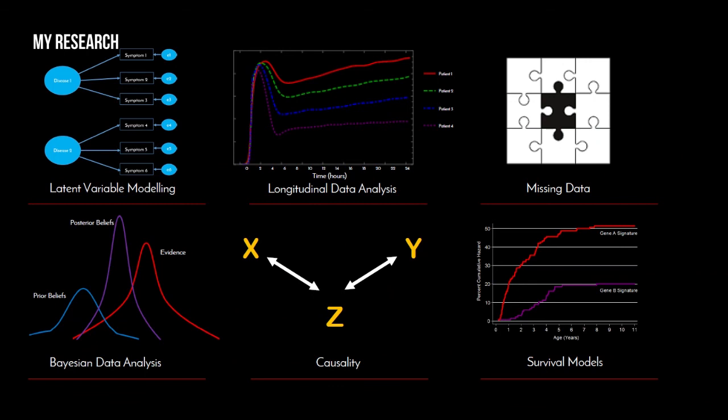So classical examples are in psychiatry. For example, things like depression that you can't necessarily measure with an instrument. You can ask questions and infer a latent variable, so you get a scale of depression. The other area I work on is longitudinal data analysis. So I look at a lot of measures of healthcare over time. Missing data, I'm not going to talk about missing data today.